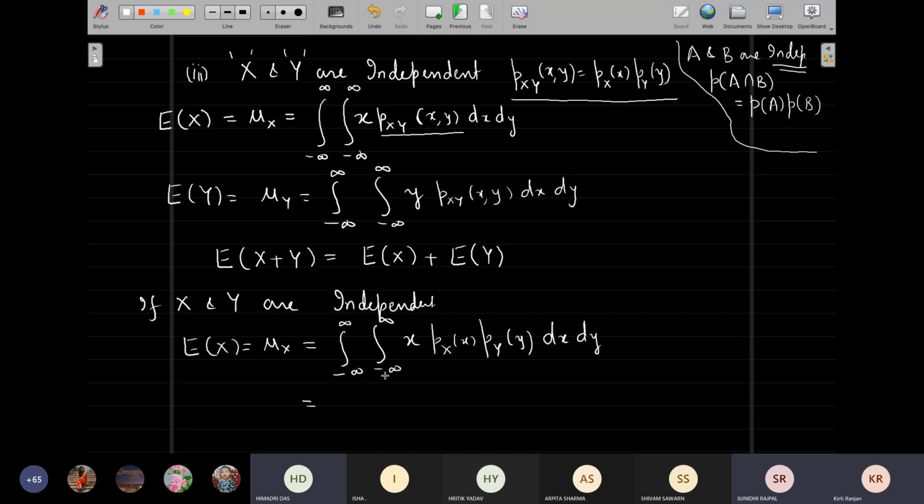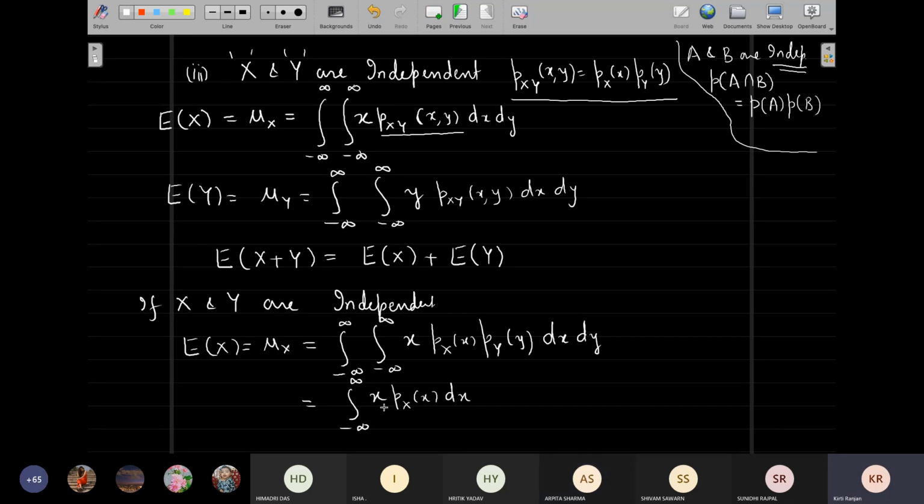Yes, we could separate the integrations. You can separate it, particularly if you look at y, minus infinity to infinity P_Y dy. What will be that? 1. So you are left with minus infinity to infinity x P_X(x) dx.